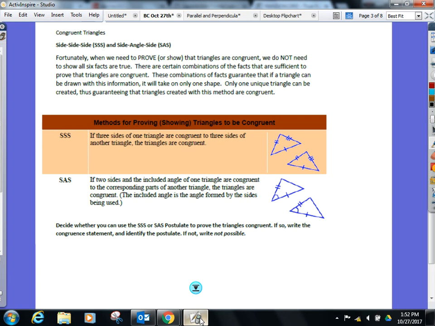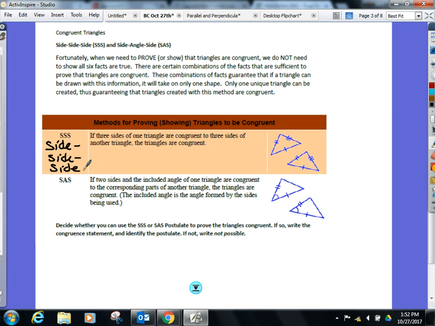The first method is abbreviated SSS, and that stands for side, side, side. Yep, you guessed it, side. So I do not need to know anything about the angles. All I need is 3 pairs of corresponding sides congruent. Guess what? The triangles will be congruent. I don't even need to sniff the angles. Okay? Not at all. Everybody all good with that? Side, side, side.